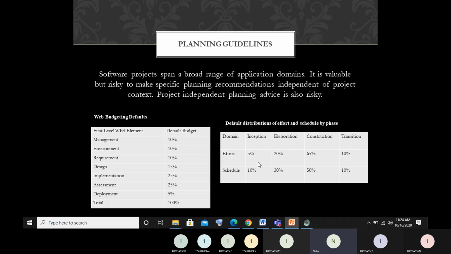Next is schedule, that is time duration. 10% of the schedule we have to keep on the inception. From the complete time management, if you are having 7 months time or 1 year time, then 10% of the time duration should be given to the inception phase, 30% to the elaboration phase, construction 50%, transition 10%. So that is your planning guidelines.